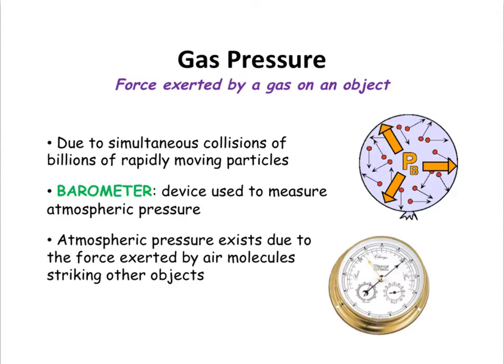We use a barometer to measure the atmospheric pressure. If you ever hear on TV a meteorologist talking about the barometric reading, this basically exists due to the air molecules striking other objects in the atmosphere.